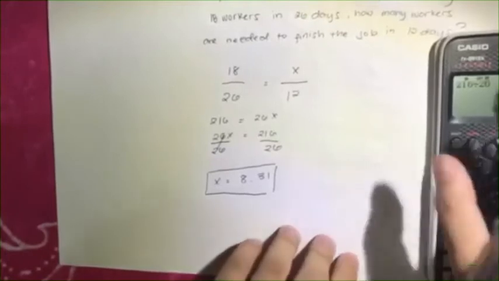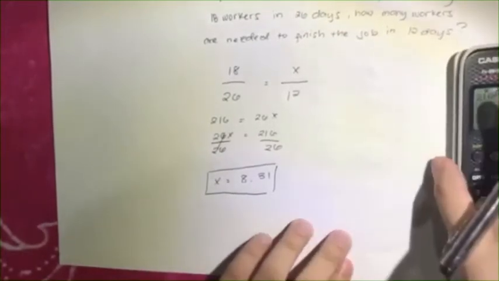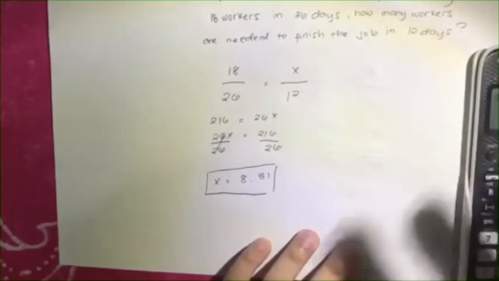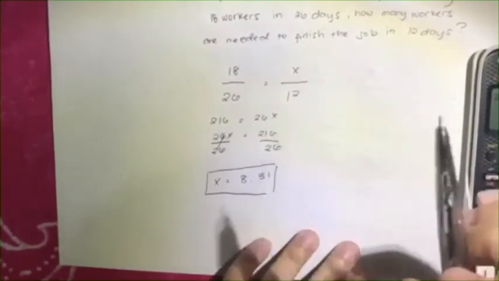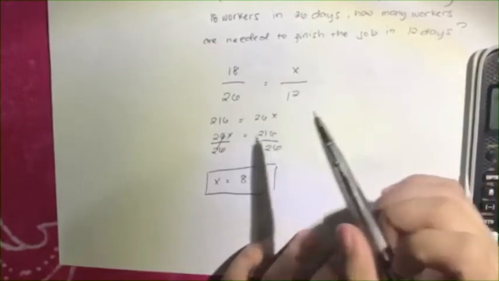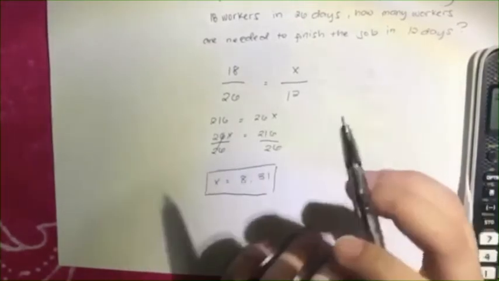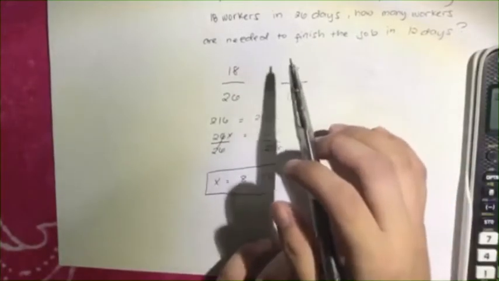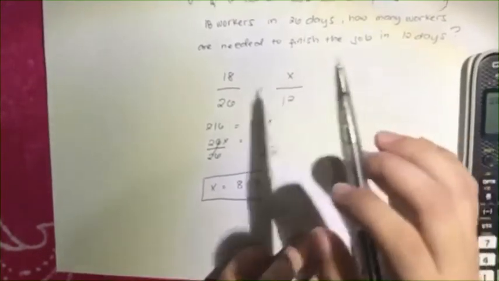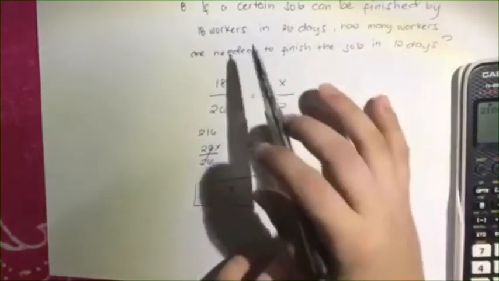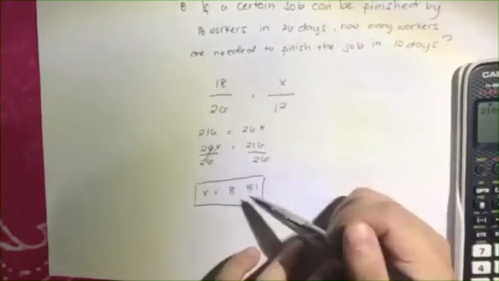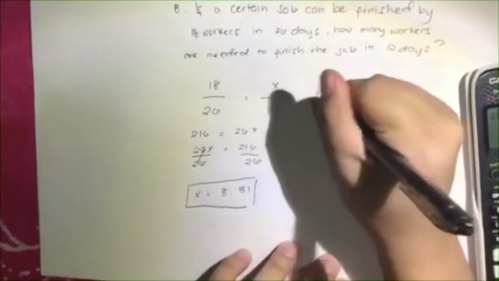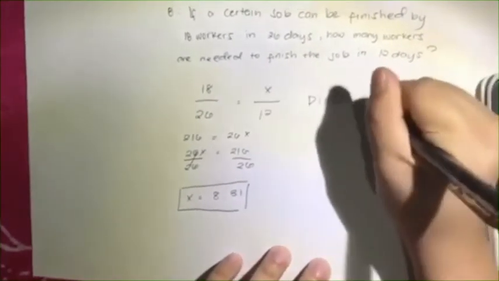So, kailangan natin i-identify kung anong klaseng proportion siya. Pag sinabing direct proportion, ito yung pag nag-increase yung amount, mag-i-increase din yung isang amount. Kapag nag-decrease naman ang isang amount, mag-decrease din yung isang amount. So, dito makikita mo na nag-decrease yung amount na 26 days at nag-decrease din yung amount ng workers, which is 8.31. So, masasabi natin siya ay direct proportion.